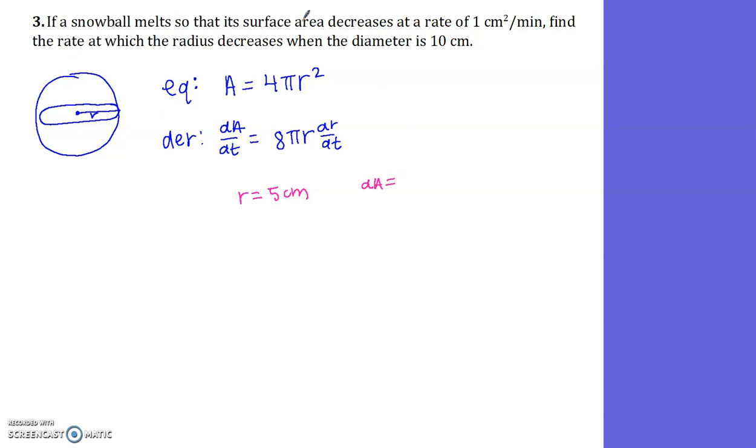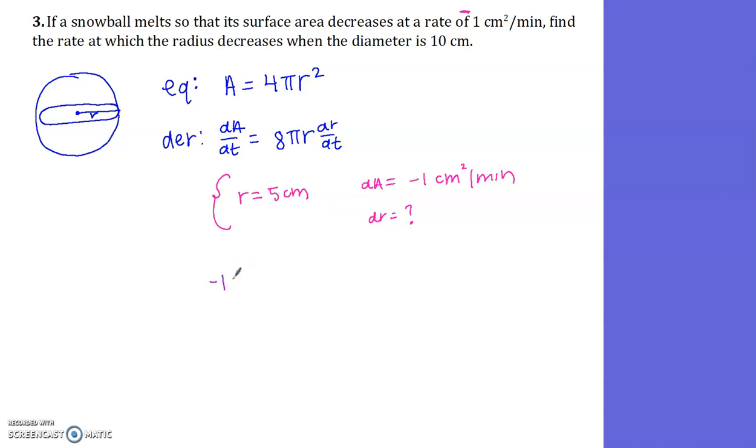dA/dt, they tell us the surface area is decreasing, so that means this is negative. So that'll be negative 1 centimeter squared per minute. Find the rate at which the radius decreases, so that's our dr/dt, that's what we're looking for. So I can take all of this, plug it into the derivative, and solve for dr/dt.